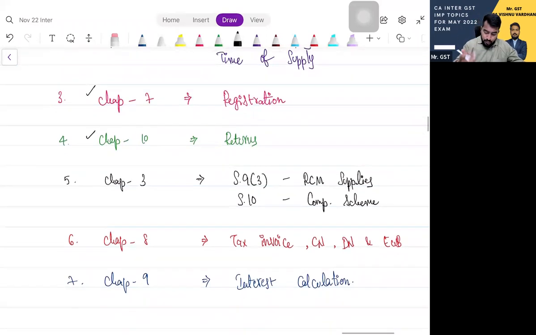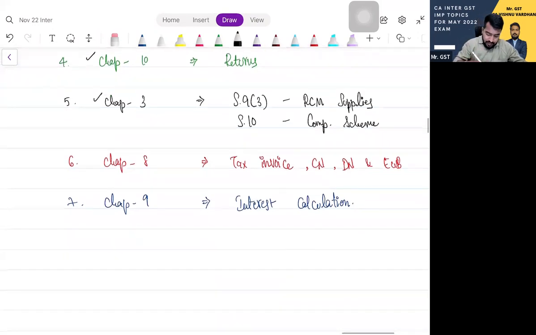Coming to what should be read next, in chapter number 3, please read section 9 subsection 3, that is reverse charge mechanism transactions. Whatever transactions are there, please be thorough with them. And section 10, composition scheme. These two sections you should be very clear about. If you concentrate on these two things in chapter 3, it will be very helpful for you.